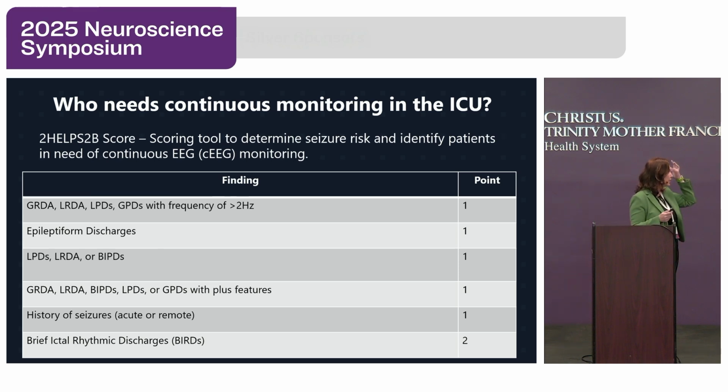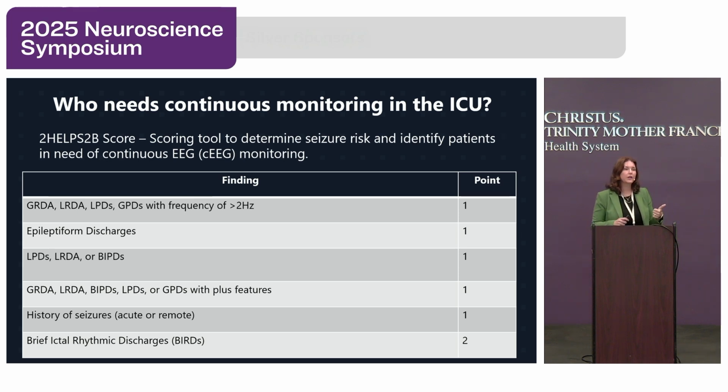And so a score has been developed, the 2HELPS2B score, that was published in the Annals of Neurology and validated a couple years later. What this does is it says which of our patients need a continuous EEG, based on 6 things. 5 of them are EEG findings. This is not a talk about EEG, don't worry. But all of these acronyms you see are EEG findings, except for one thing, the 5th one down, history of seizures, either right now or in the past.